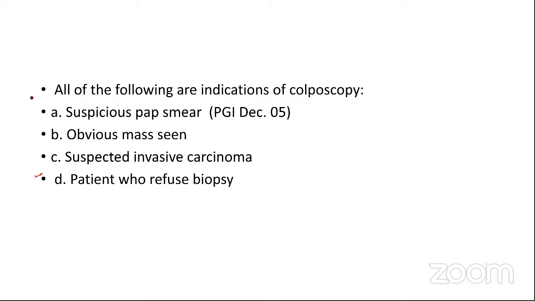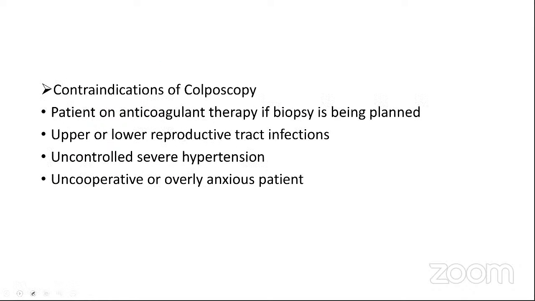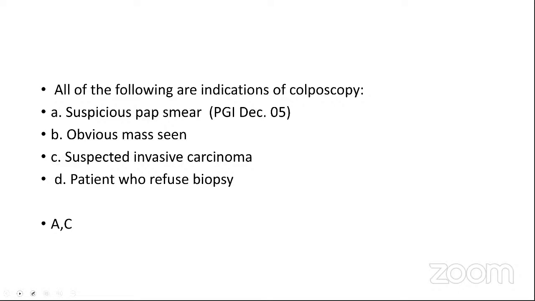Yes. So whenever you have a suspicious pap smear, you will go for colposcopy. This is something you have to remember: whenever you have an abnormal pap smear, you will never treat her based on pap smear. You will always go for confirmation with colposcopy. So option A is correct, and if an obvious mass is seen, you will not go for colposcopy. Suspected invasive cancer, yes, you will go for colposcopy. So A and C are correct options, right?